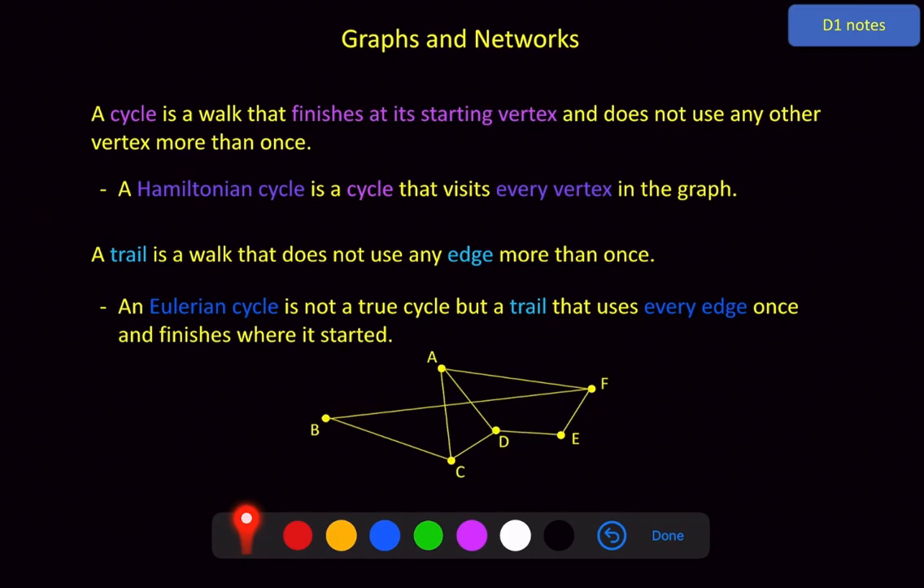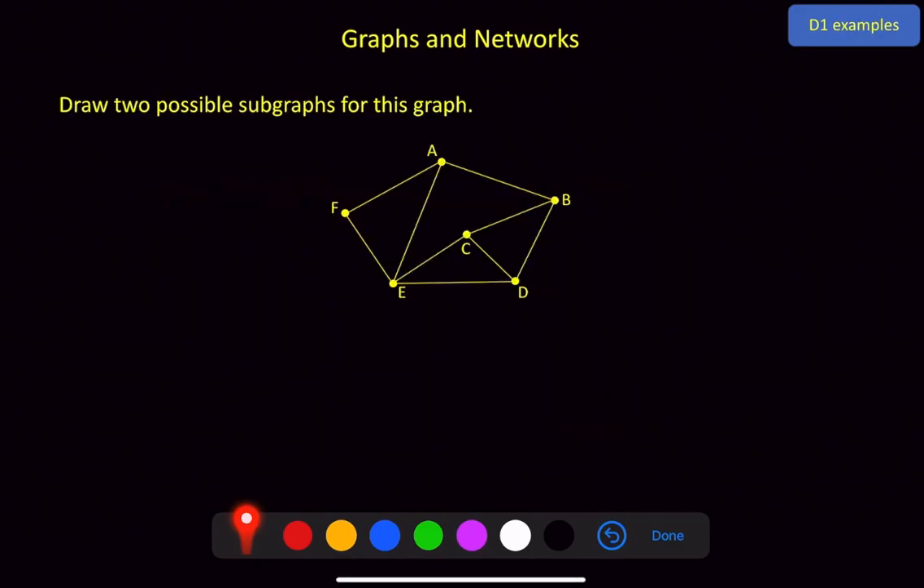I'm going to stop there for the terminology on this video. There is more to come, but let's have a look at a couple of examples.